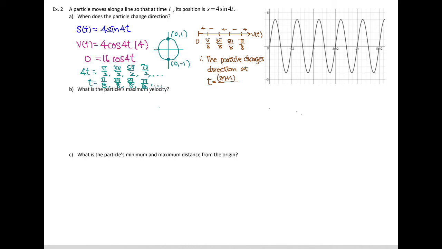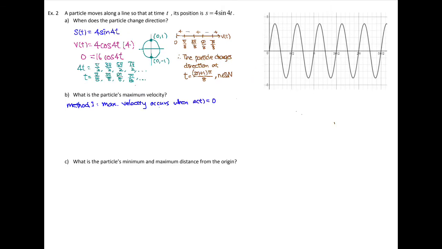Odd number means 2 times n plus 1, because 2 times any number is even, plus 1 will be odd, all over 8. Pi over 8. And we have to define our n. n is an element of the whole numbers. Whole numbers start with 0 and then become 1, 2, 3, 4, and so on.